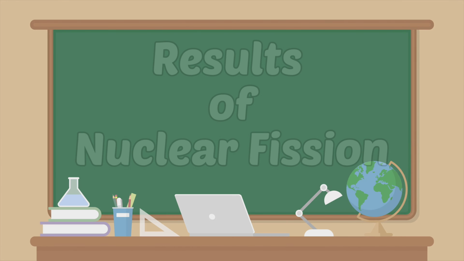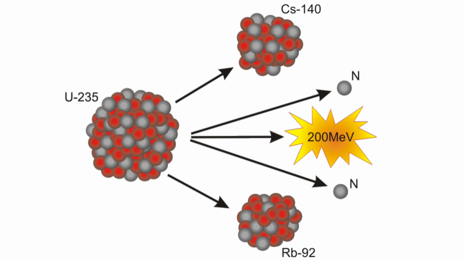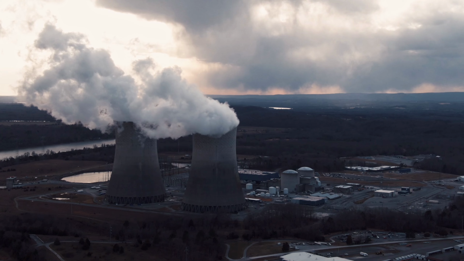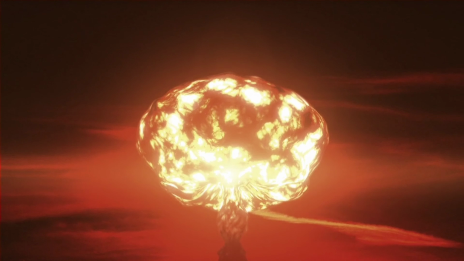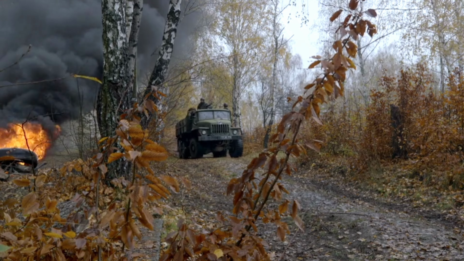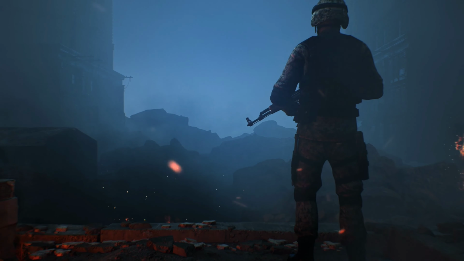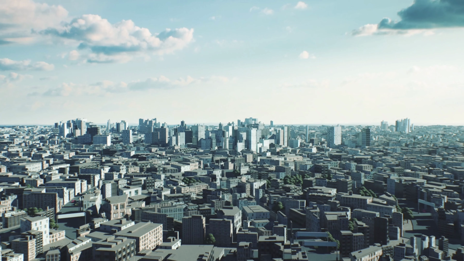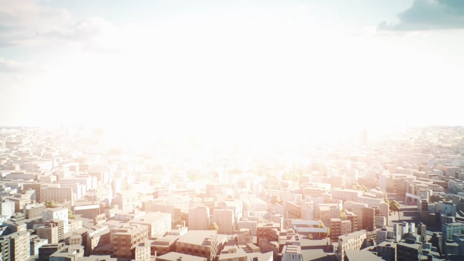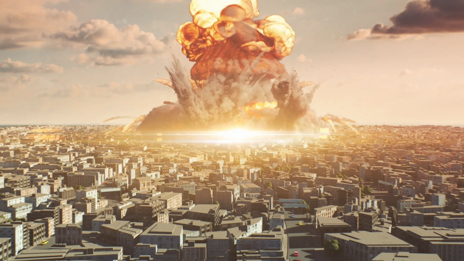Results of nuclear fission. When nuclear fission occurs, the binding energy that held the nucleus together is released, producing a huge amount of energy. This energy is used in nuclear power plants and atomic bombs. In August 1945, to end World War II, the United States dropped atomic bombs on Hiroshima and Nagasaki in Japan, causing significant damage to the cities. This is an example of how nuclear fission was used in atomic bombs.